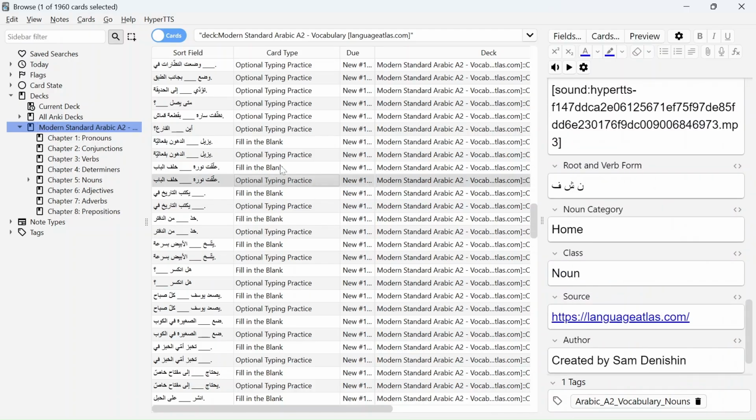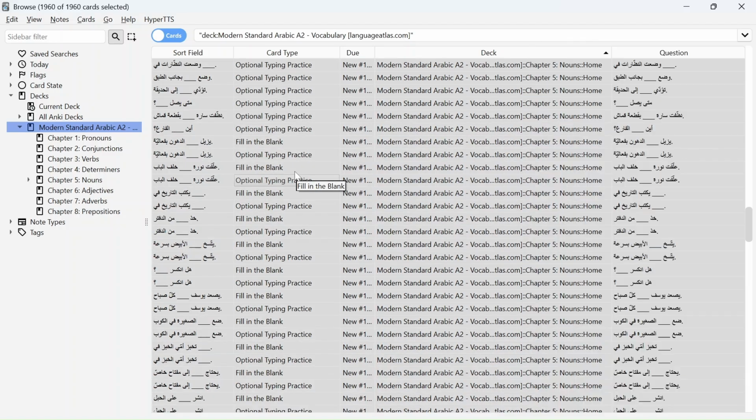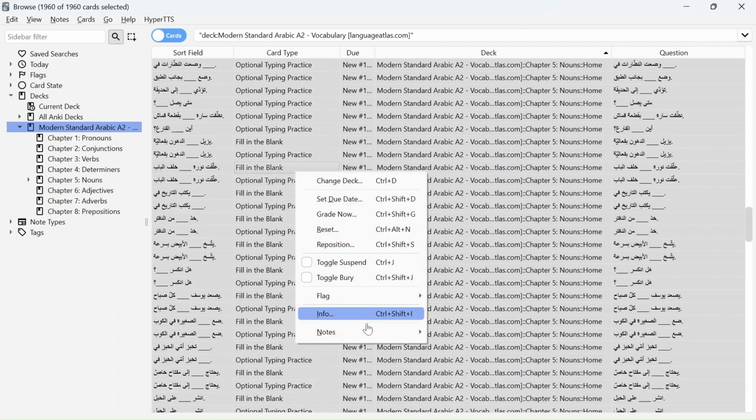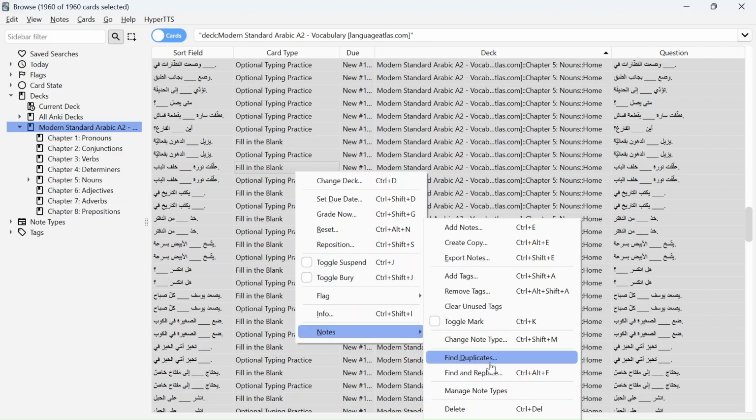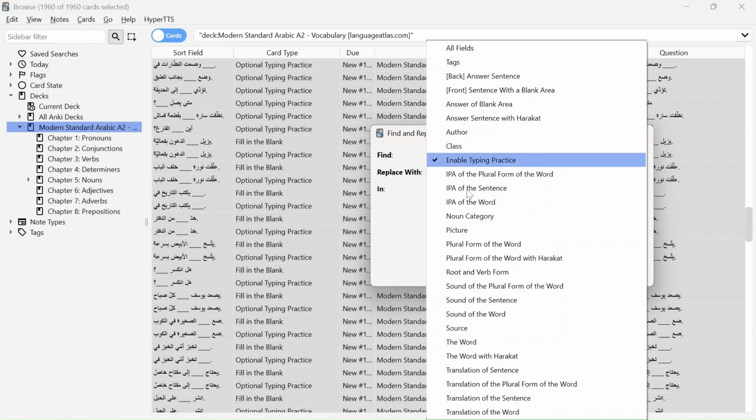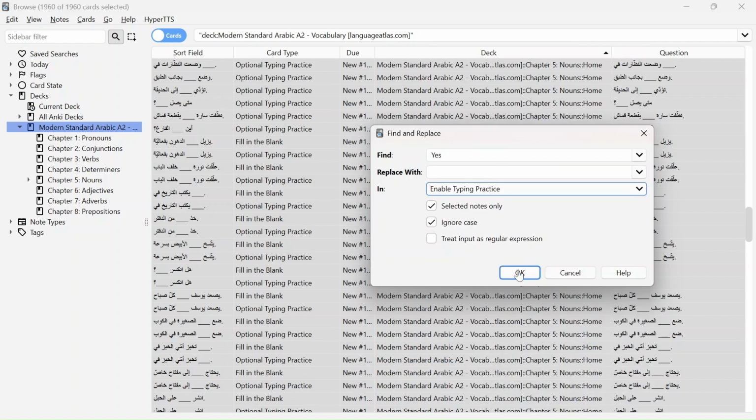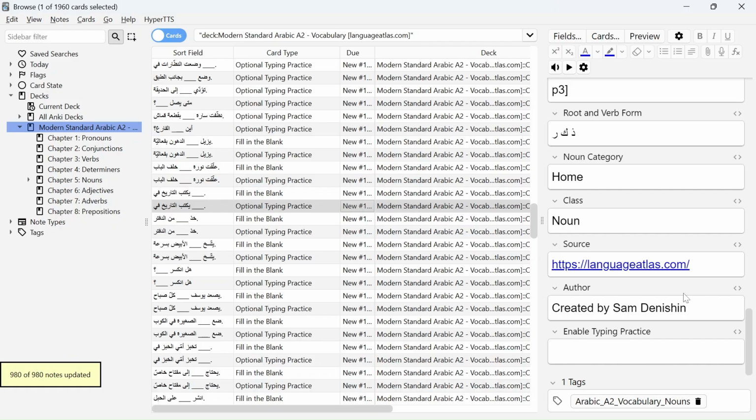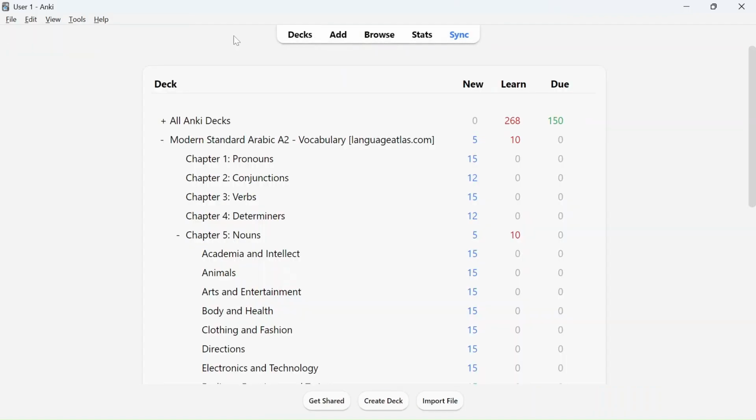Click on any of the cards, it doesn't matter which one, press Control A or Command A, right mouse click, Notes, and find and replace. We want to find the word yes, and we want to replace it with nothing because we want to have an open field, an empty field. And in enable typing practice, I will click on OK. And if I scroll down, you can see the enable typing practice has been deleted, it's gone, it's an open field now, it's empty.